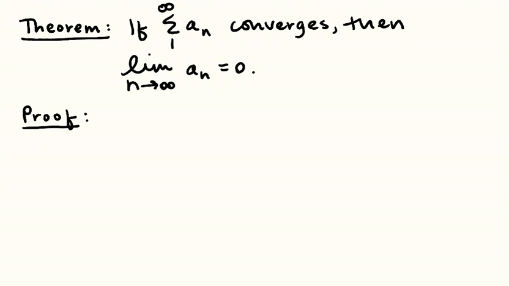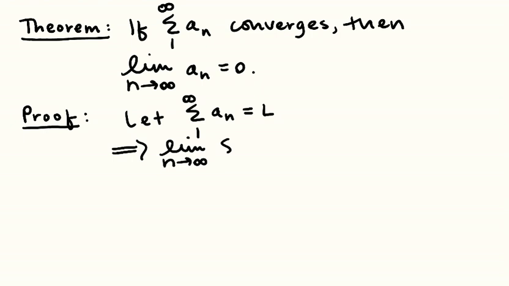This is something that we can prove. Okay, so I'm going to assume the sum converges. Suppose it converges to L. So the sum from 1 to infinity of a sub n is equal to L. By our definition of a convergent series, that means the limit of the partial sums is equal to L.